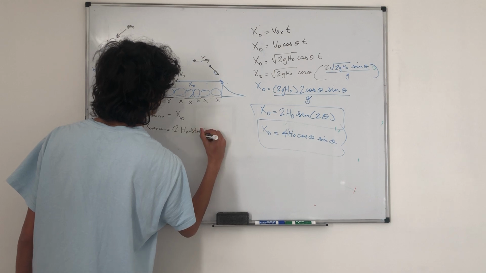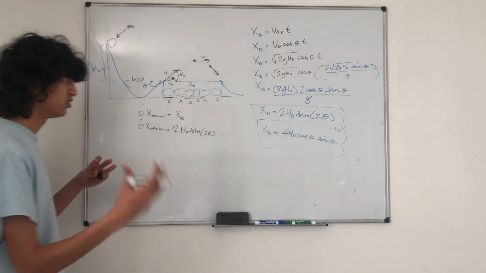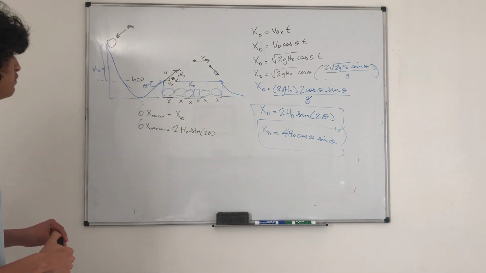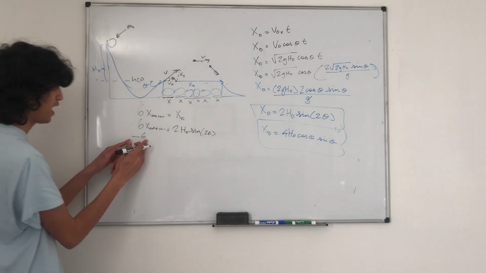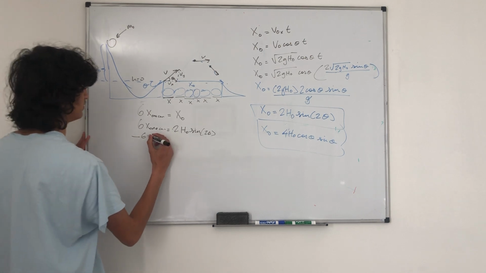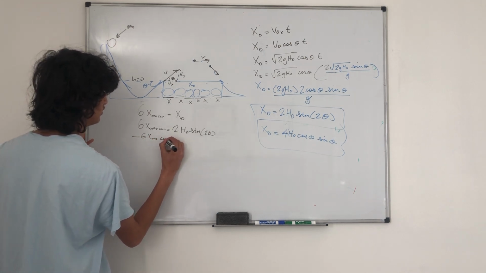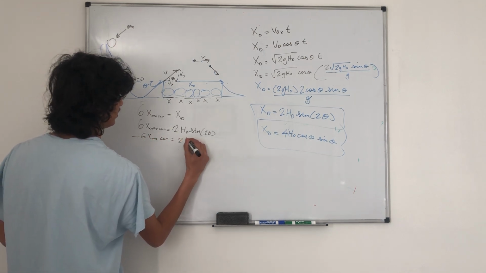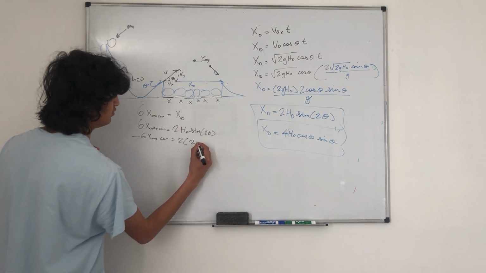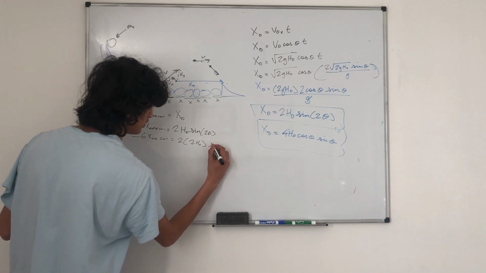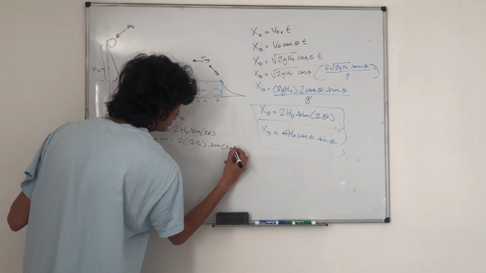And I'm going to use a sine 2 theta version, but you'll find that no matter which one you use, it'll work out the same. Because now we want to see what happens to the number of cars. Right now it's 6. And we're going to see what happens when we double the height. 2 times h naught sine 2 theta.